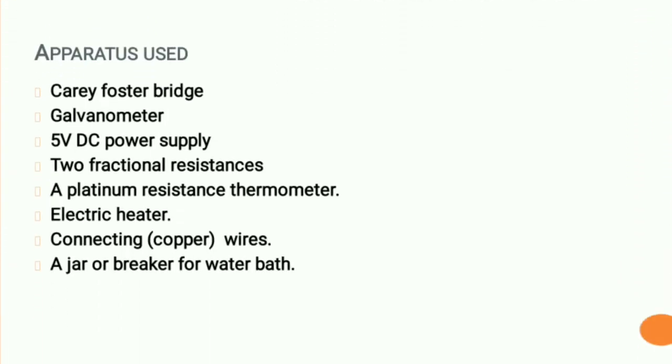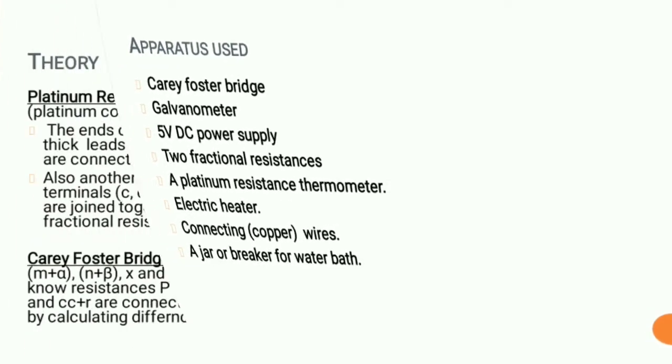So the apparatus required are: 1. a Carey-Foster bridge, which is a higher level of meter bridge. 2. a galvanometer. 3. a 5-volt DC power supply. 4. two fractional resistances. 6. a platinum resistance thermometer. 7. an electric heater. 8. connecting copper wires. 9. a jar or beaker for the water bath.